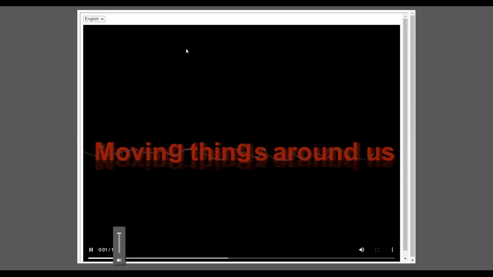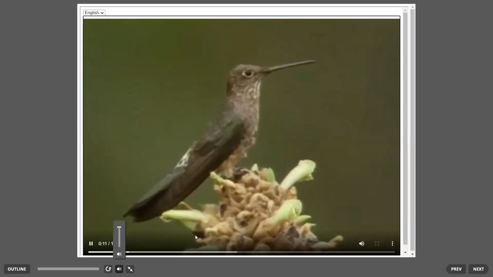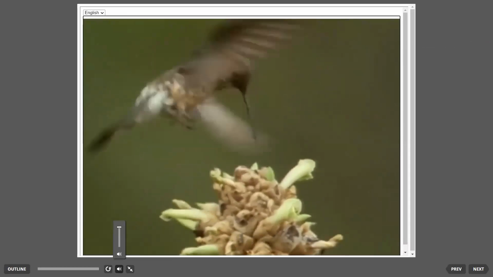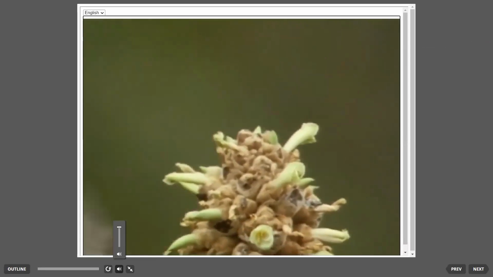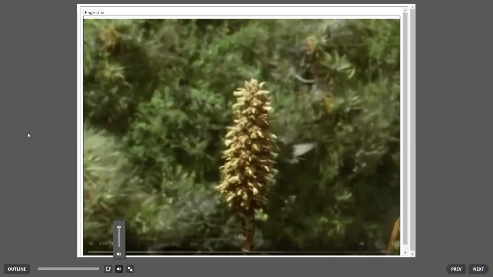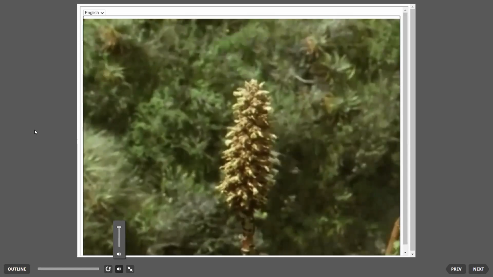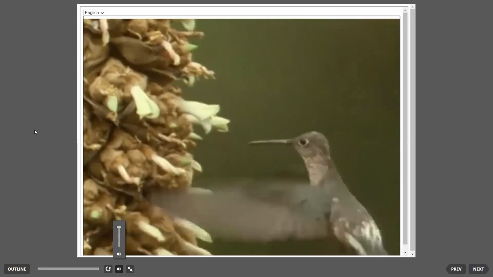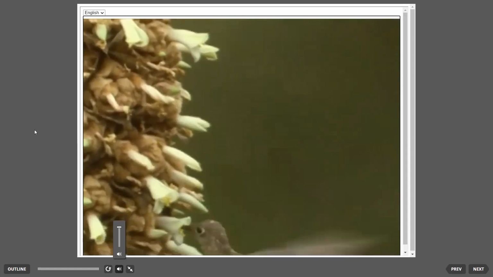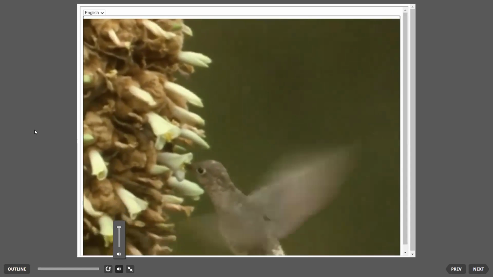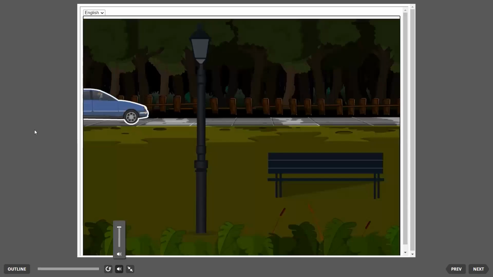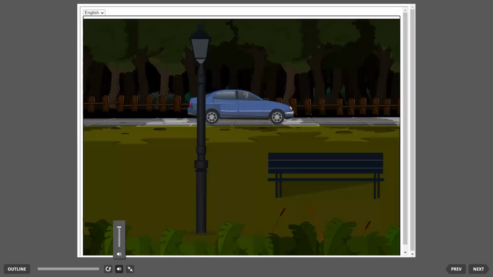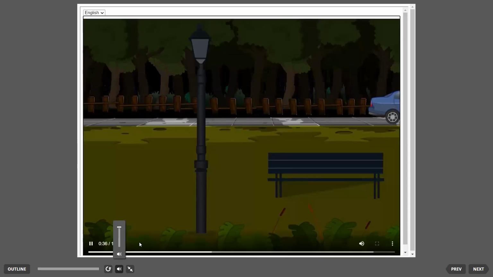Have you seen a hummingbird hovering around the flowers and extracting nectar from them? Which among the bird and the flower is in motion? You will see that the bird keeps changing its position from one flower to another, while flowers remain static at their original positions. An object which changes its position with respect to time is said to be in motion.